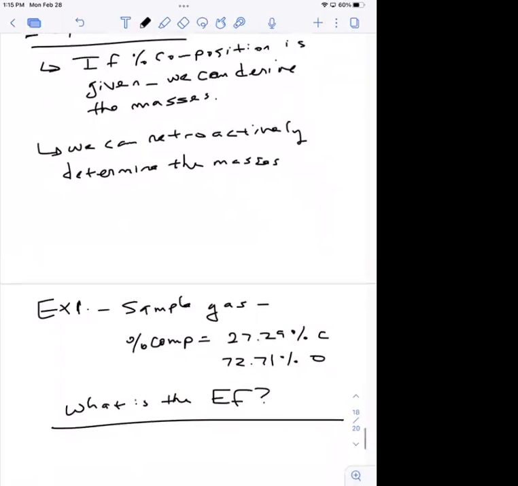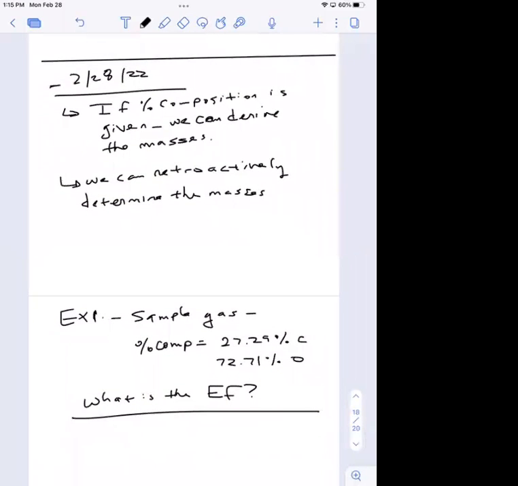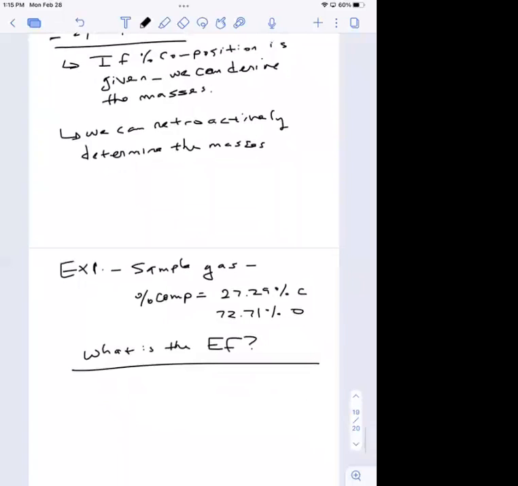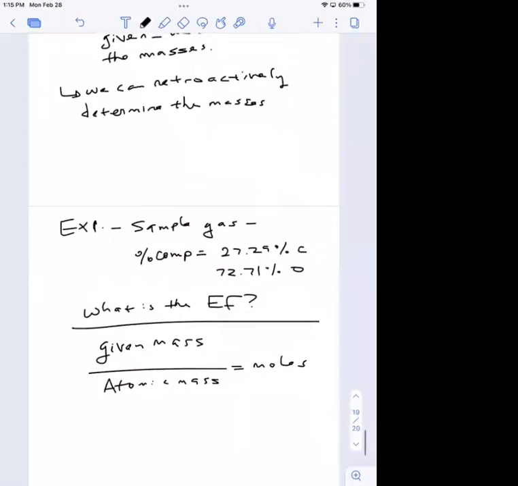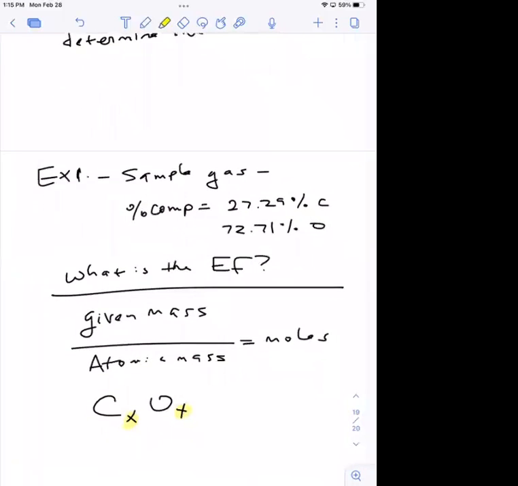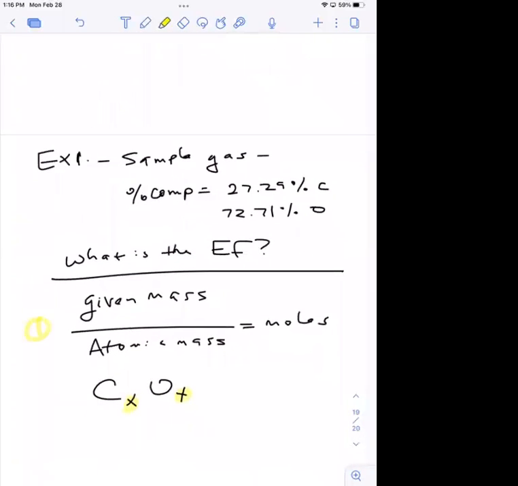Remember, all the stuff we did on Friday, calculating empirical formula, what we did was we took a given mass divided by atomic mass to find moles, right? And then we took those moles and put them into an equation like this, right? Where we have the element, but once we find the moles, we put them into this equation and then we divide by the lowest number. So these are the steps. So we find the moles.